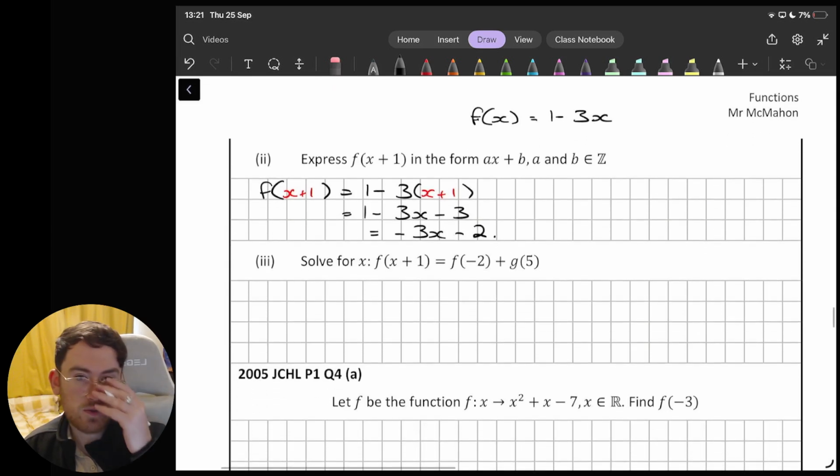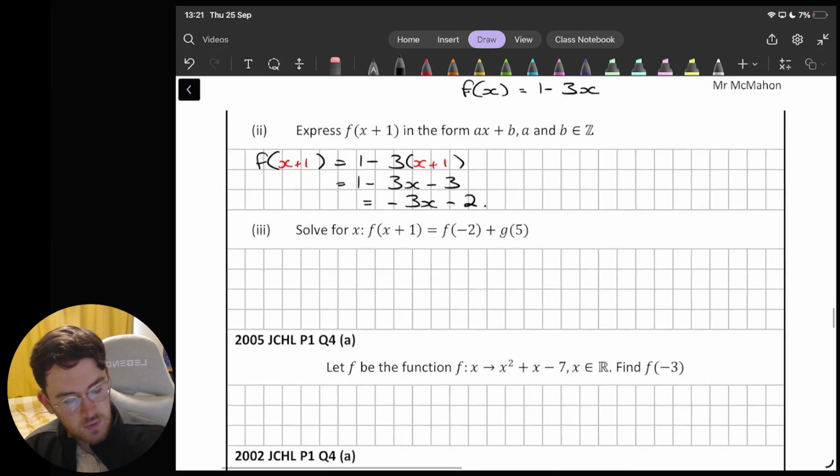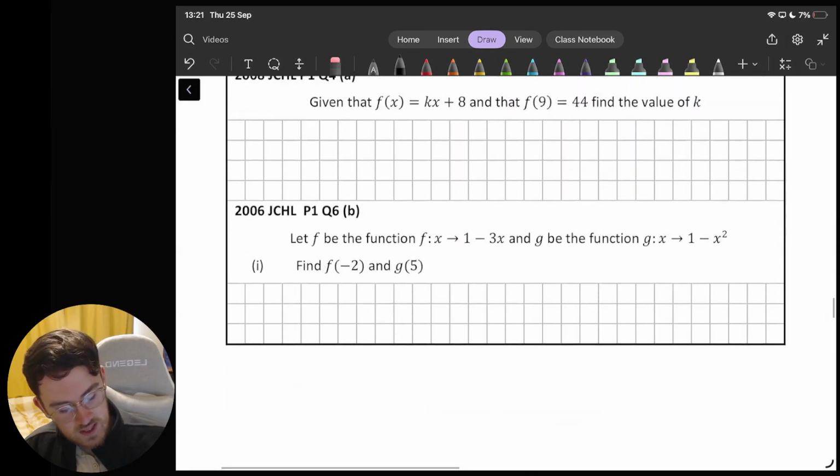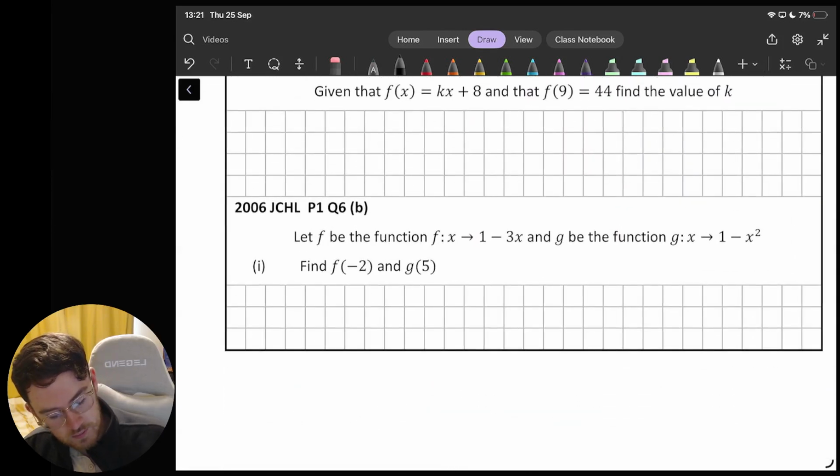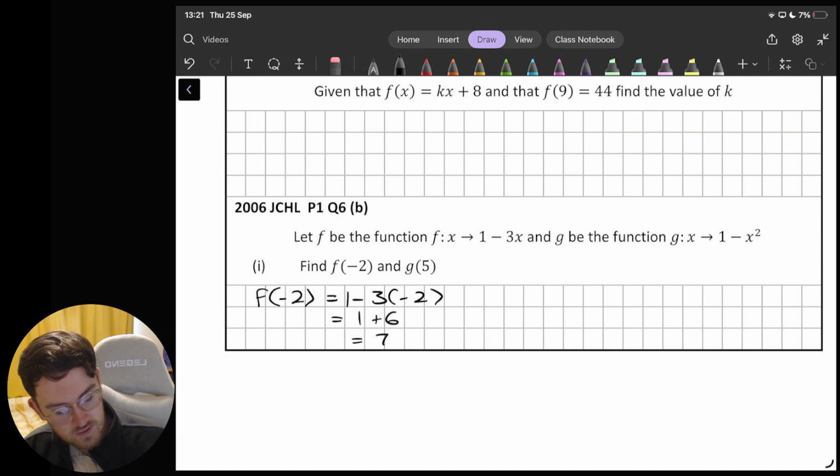Okay, so they asked me to put them in that order. A and B are elements of Z, which they are here. We were asked for f of minus 2 and g of 5. I think that was the first part, so let's quickly do that part as well. F of minus 2, well again, anywhere we see x in our question, we're going to input that minus 2 to get 1 plus 6, which is 7. Let's do g of 5 is 1 minus 5 squared, 1 minus 25, which is minus 24.